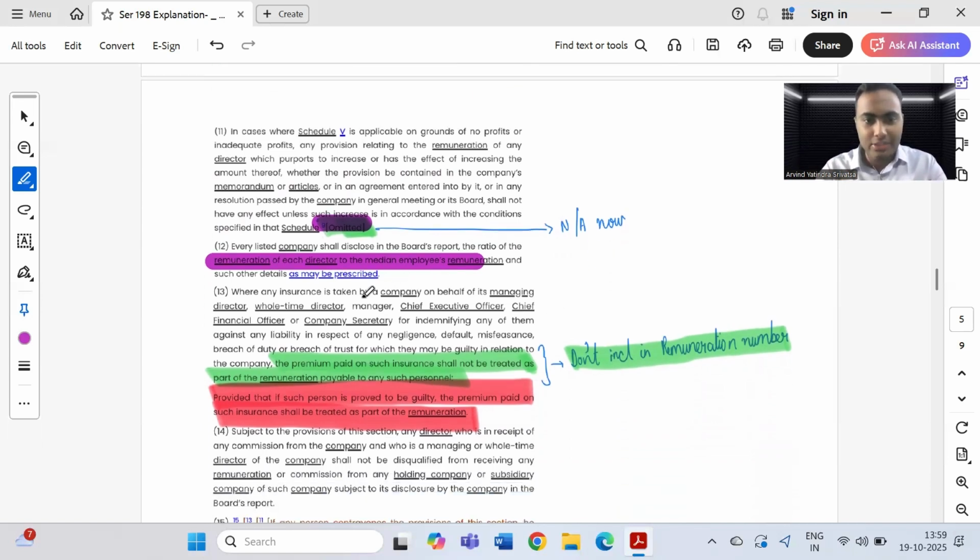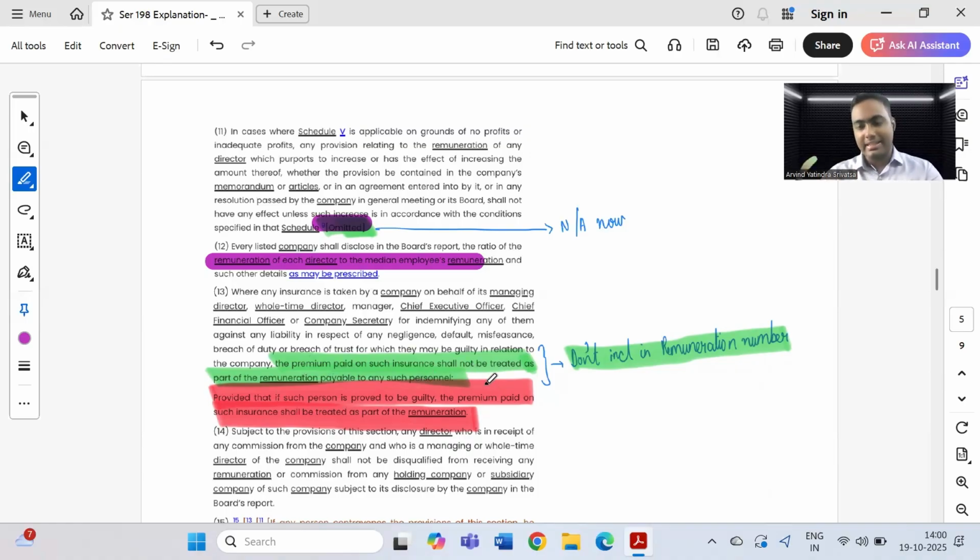Next, where any insurance is taken by a company on behalf of its managing director, full-time director, manager, CEO, CFO, or company secretary for indemnifying any of them against any liability in respect of any negligence, default, misfeasance, breach of duty in relation to the company, the premium paid shall not be treated as part of the remuneration payable to such persons.